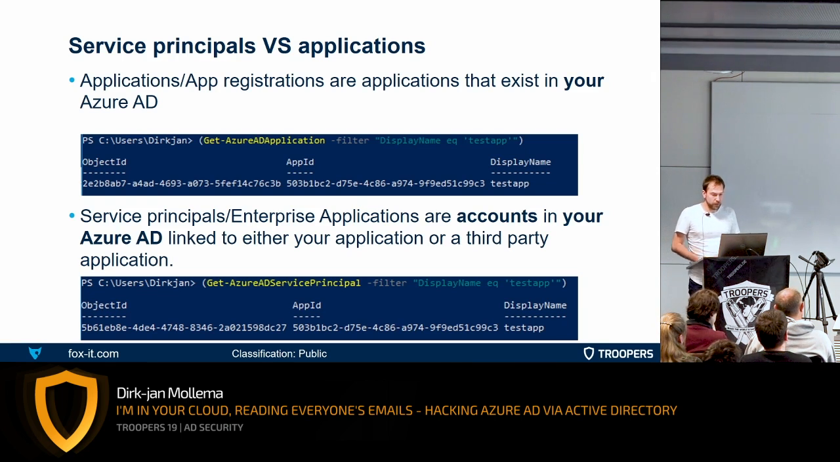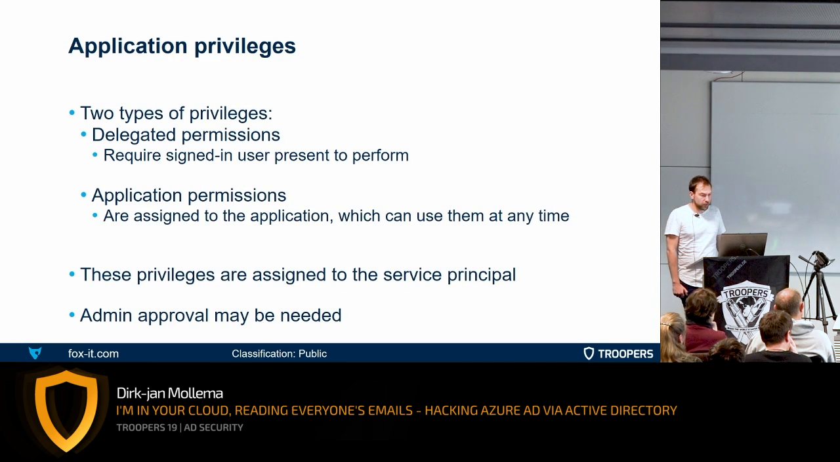To make it more confusing, applications can have privileges. And there are two kinds of privileges an application can have. One is delegated permissions, and those are only active when a user is signed in and is actively using your application. So then you can, for example, give an application the privilege to read the contact information of the signed-in user, to read his profile picture, name, and stuff.